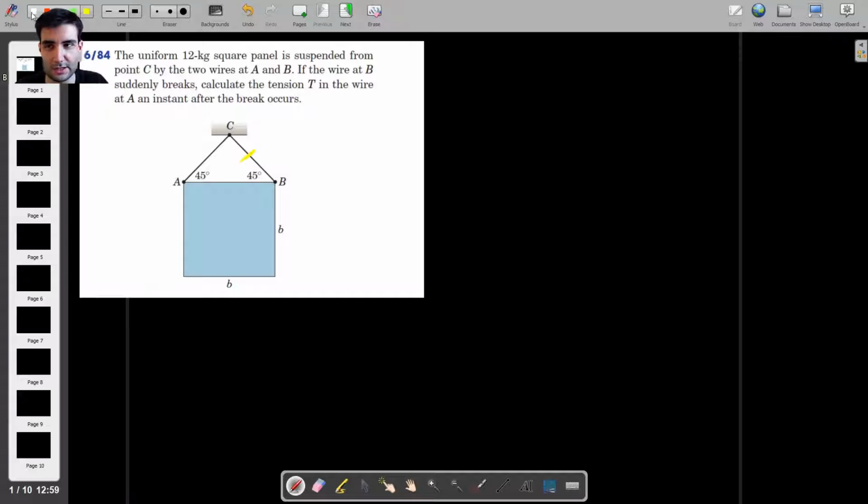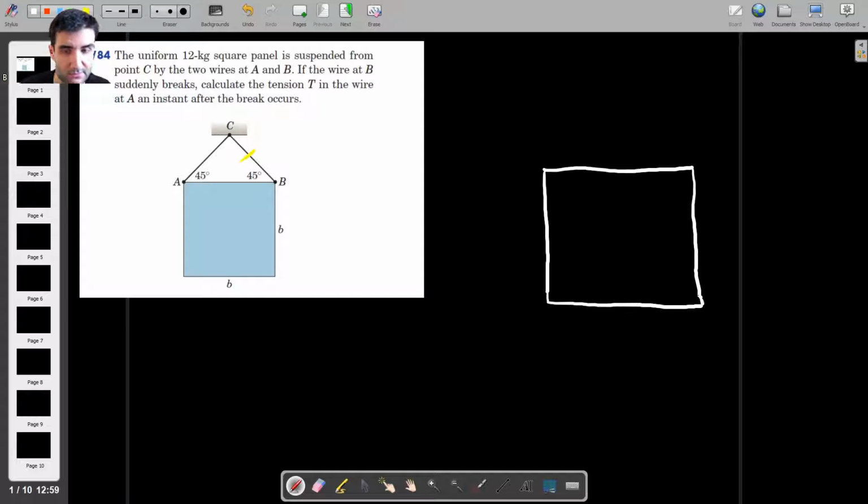Now, what I would do here is I would just draw a free body diagram. So I would draw my square like this, and then I would draw all the forces acting on the square. So the first thing we have, the obvious thing, is the weight, right? So that's going to be my mg, which is acting here. And the other thing I will have is just the tension in the cable AC, right? So I'm going to draw that like this.